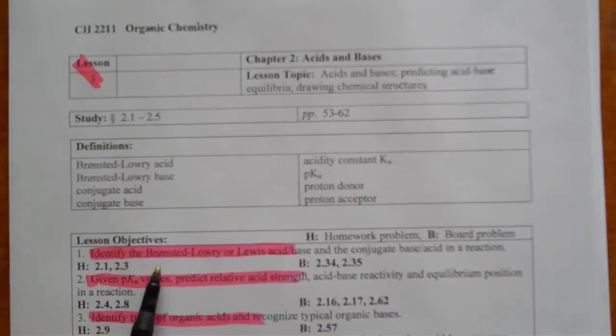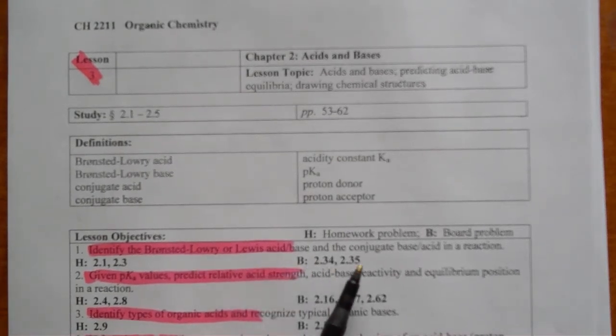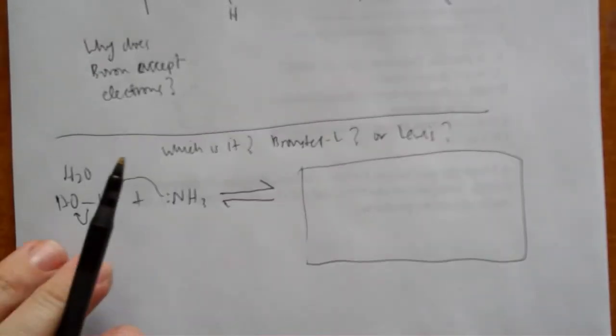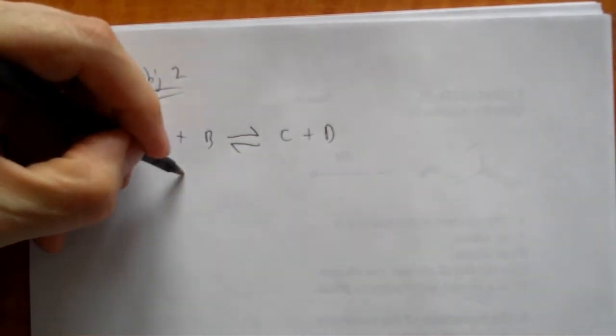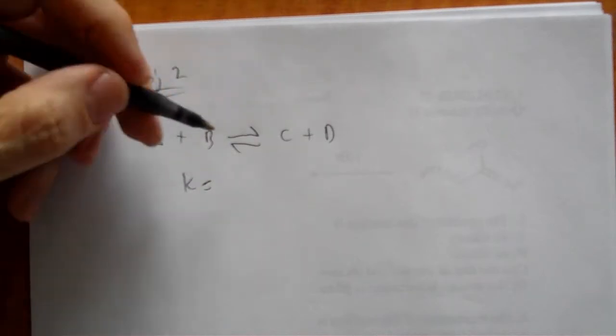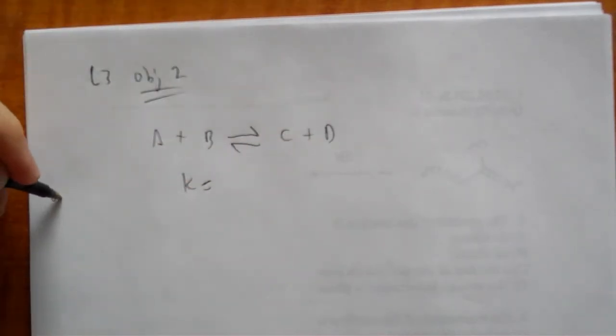Objective 1 was identify a Bronsted-Lowry or a Lewis acid or base and its conjugate base and acid in a reaction. Objective number 2, lesson 3, is given a pKa value, predict the relative acid strength. Let me remind you about something that we learned in Gen Chem. We learned that if we have A plus B in equilibrium with C plus D, we could express the relative amounts of these at equilibrium.